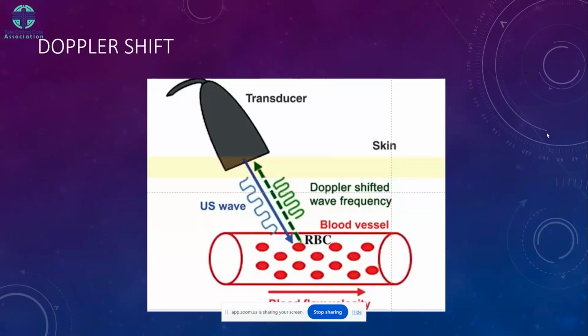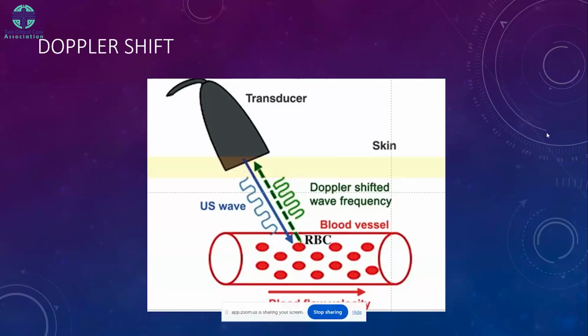Now coming to the Doppler mode. So what is basically a Doppler? Doppler mode depends on the Doppler shift. The basic principle is a Doppler shift, in which, as compared to a static object, this takes into consideration a moving object.